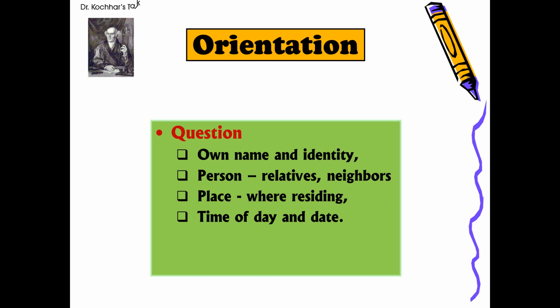Then person, that is relatives and neighbors. Who are your neighbors? What is the name of your neighbor? What is the name of your brother? So that is orientation with respect to place. Orientation with respect to place, where residing, what is the address?